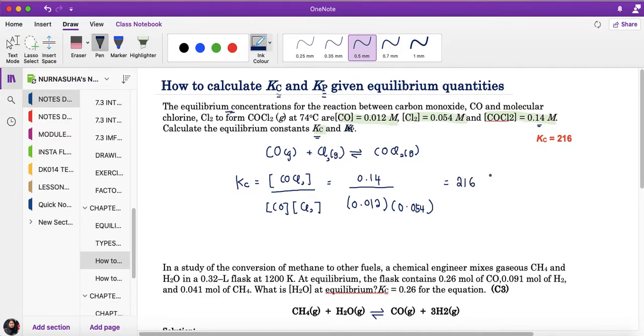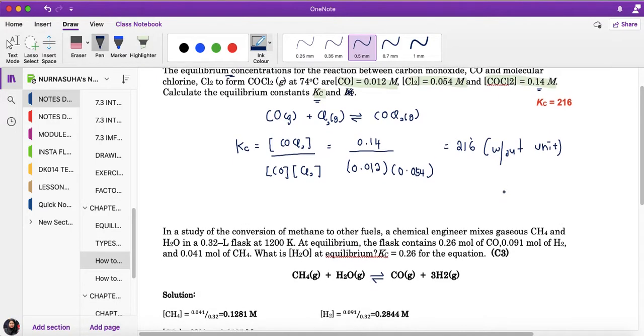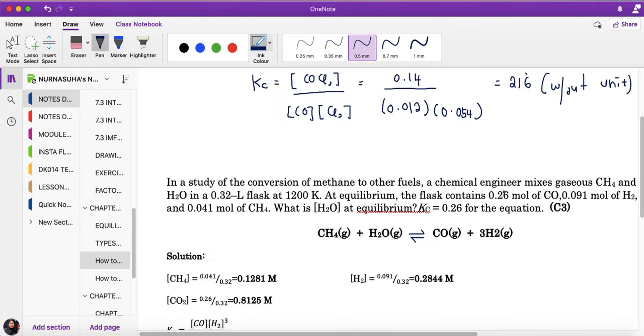So Kc ni dia tanpa unit. Actually dia ada unit. Tapi for our syllabus, we don't really emphasize on the unit. However, if you want to put the unit must be correct. So maksudnya kalau ini betul tapi unit salah, so salah nanti jawapan awak. Okay, so that is the first situation. Okay, situation yang kedua kita tengok.